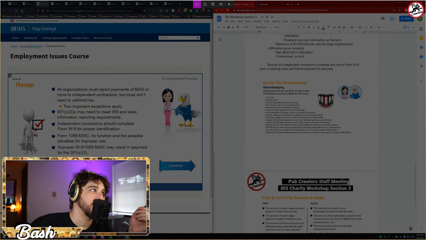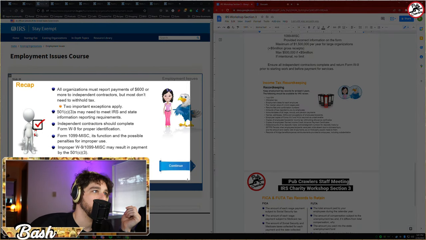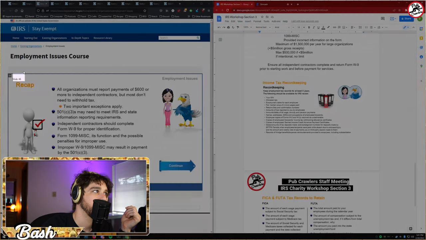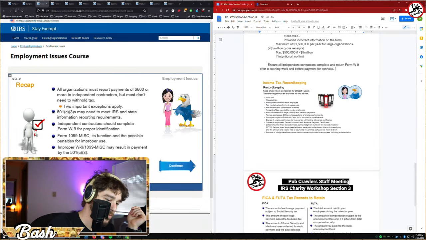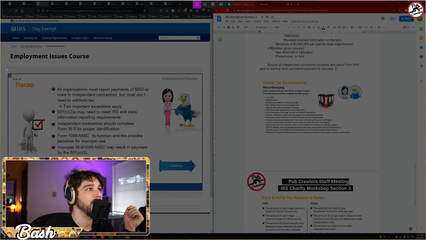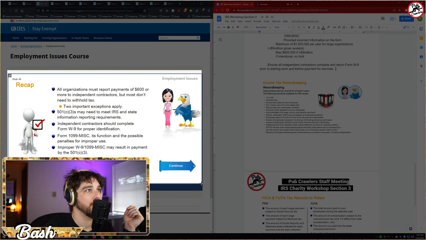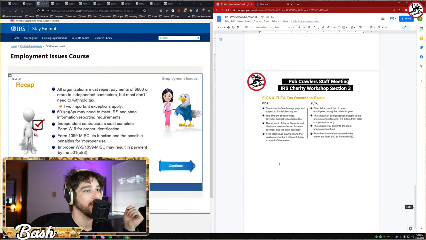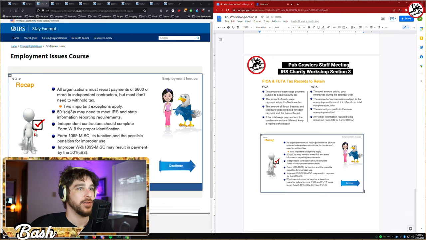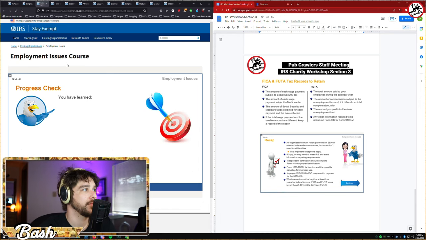You know what would be smart is if I took screen caps of all of these recaps. I've taken a couple of them. I think I'm going to put them in our notes, so if people are going back through and looking at this, it might be helpful.